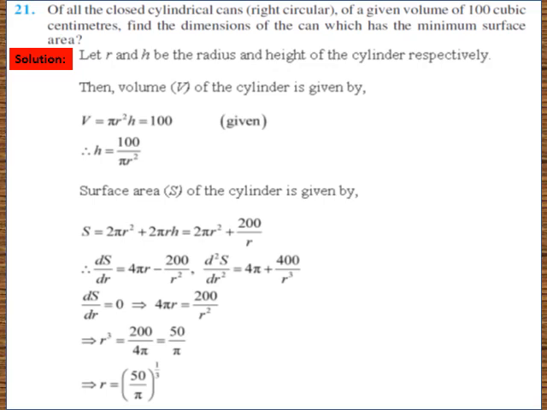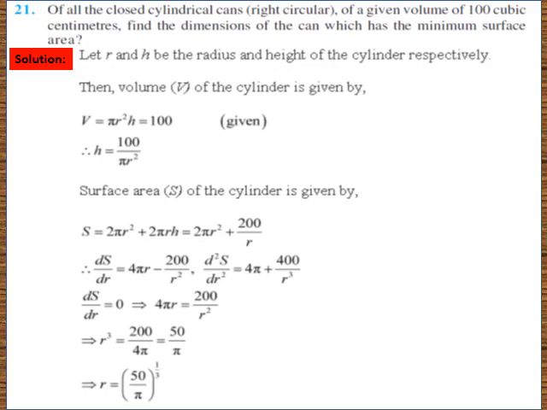Given. So let the dimensions be r, the radius, and h, the height of the cylinder. So volume is equal to what? Pi r square h, and this is equal to 100. So from here we find the value of h equals to 100 upon pi r square. Now our function is surface area. So surface area of cylinder is, we know, 2 pi r square plus 2 pi r h.